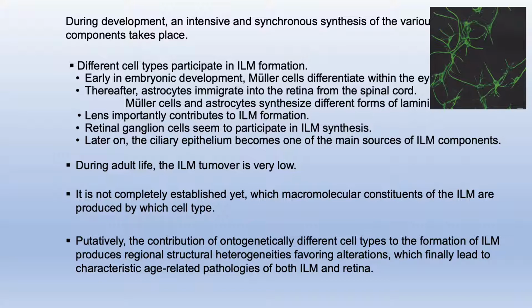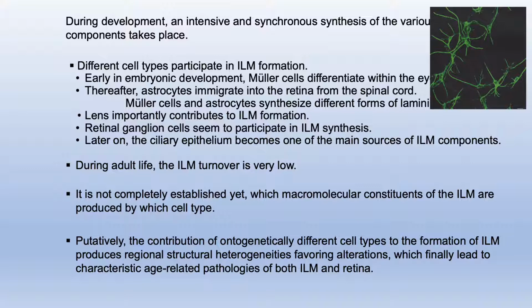During development, an intensive and synchronous synthesis of the various ILM and vitreous components takes place. Different cell types participate in ILM formation. Early in embryonic development, Müller cells differentiate within the eye cup. Thereafter, astrocytes immigrate into the retina from the spinal cord. Müller cells and astrocytes synthesize different forms of laminin. Lens importantly contributes to ILM formation. Retinal ganglion cells even seem to participate in ILM synthesis. Later on, the ciliary epithelium becomes one of the main sources of ILM components.